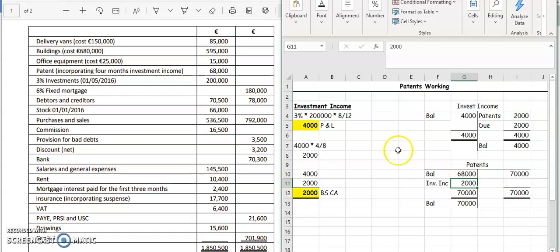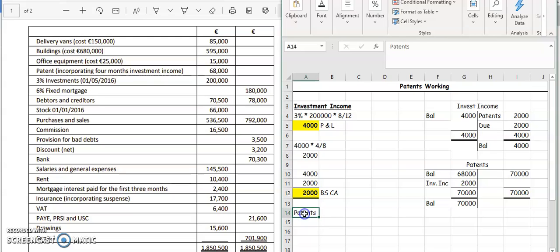Now this 68,000 comes straight from our patents that are in the question. So that 68,000 is your balance. Remember, patents is an asset, so it goes on the debit side. So to get rid of the patents, we need to credit our investment income account, and we're going to debit our patents account with 2,000. So that means that we're basically adding on the 2,000 to 68. So it's more like debits and credits with this than adding and subtracting.